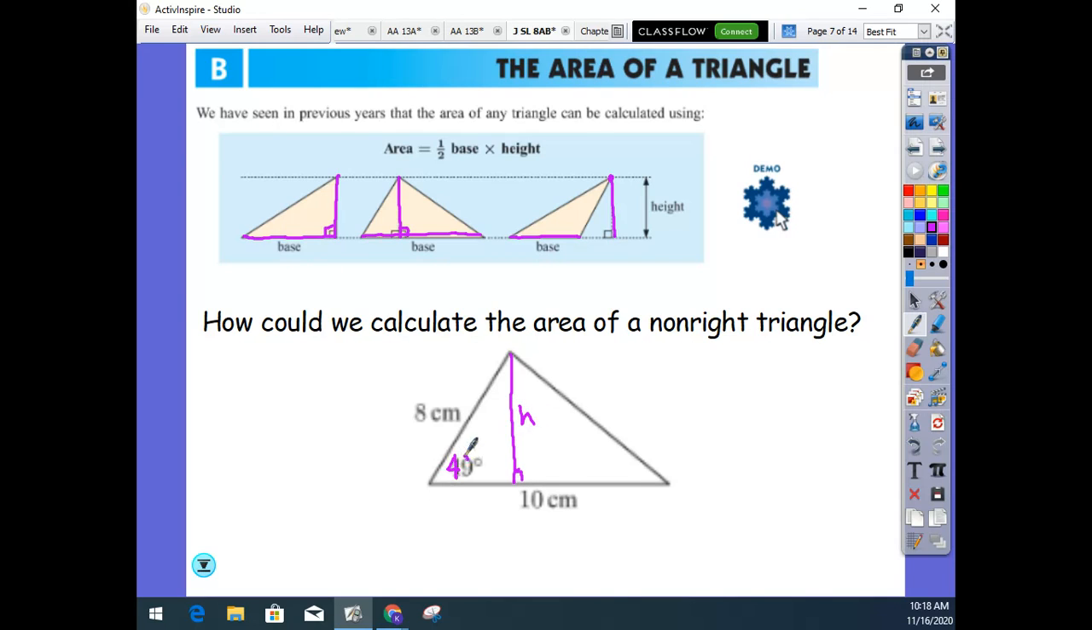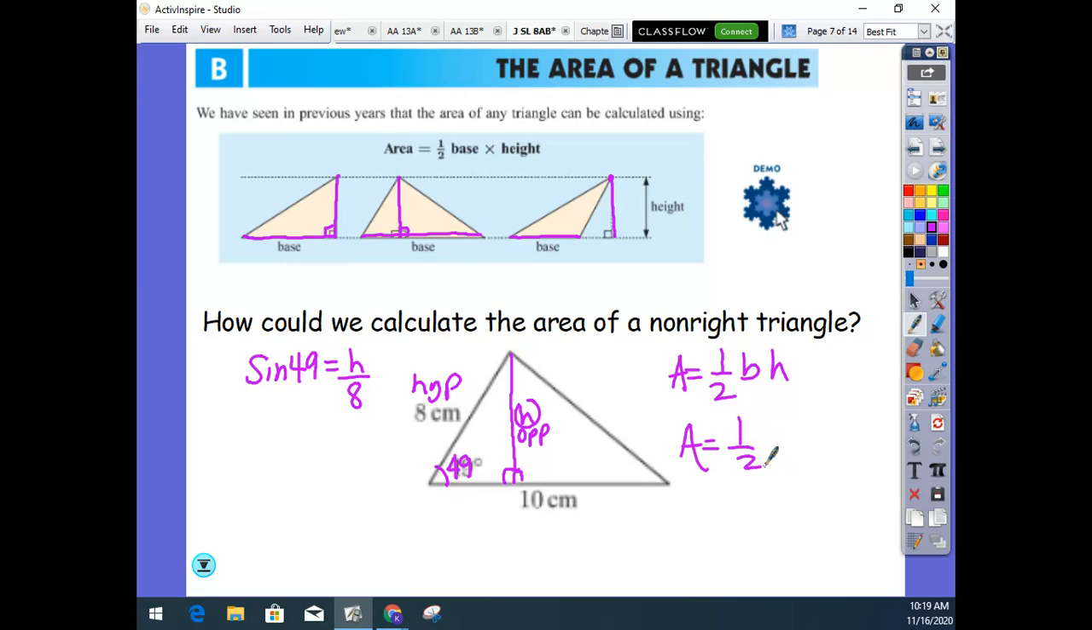If we know this angle, this is the angle. Now that I've created a right triangle, I can use my SOHCAHTOA. So my opposite is the height of the triangle, and my hypotenuse is 8. So sine of 49 equals the height over the hypotenuse. Be very careful with your H, because in this case it means the height of the triangle. Because the area of a triangle is 1/2 base times height.